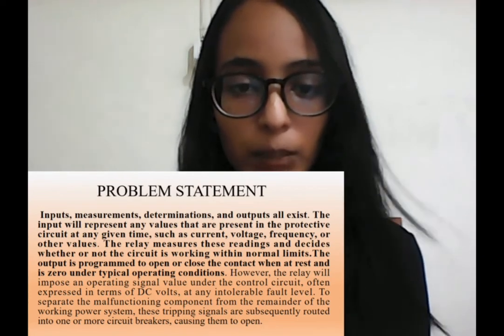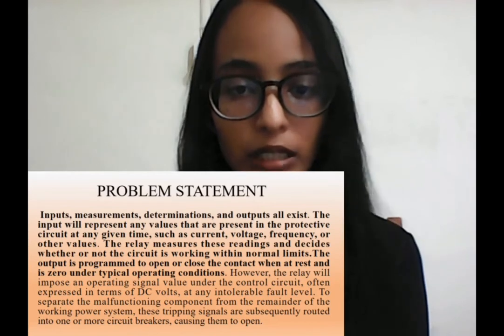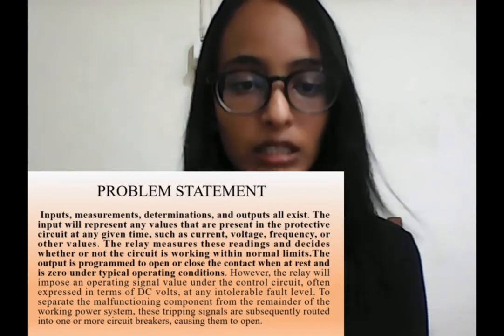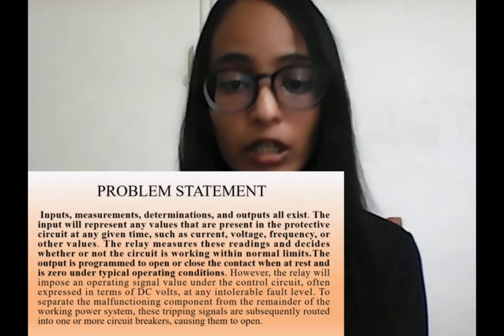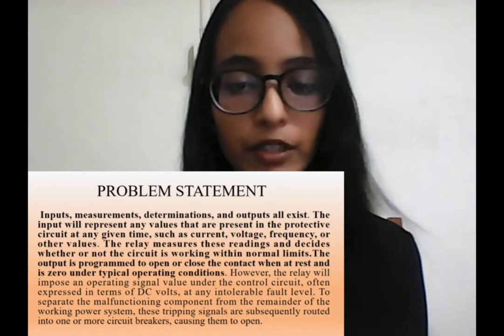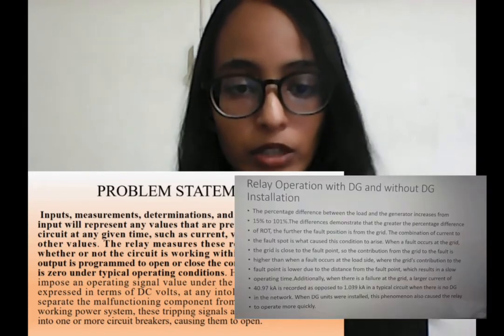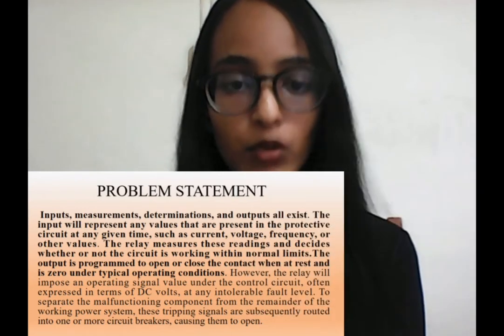However, the relay will impose an operating signal value under controlled circuit, often expressed in terms of DC volt at any interval fault level. To separate the malfunctioning components from the remainder of the working power system, these tripping signals are subsequently routed into one or more circuit breakers, causing them to open.